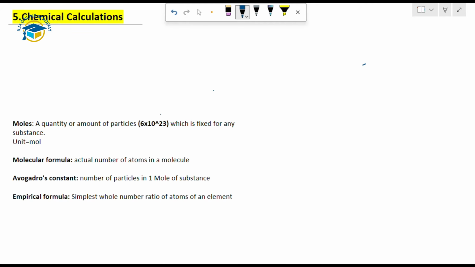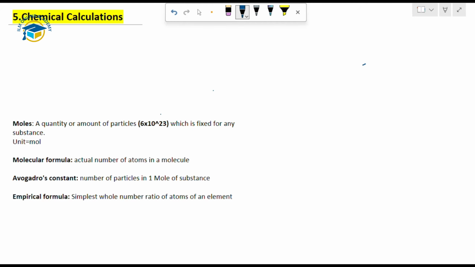The topic is chemical calculations. This is chapter number 5 of the ongoing series for the chemistry revision notes 0620, and in today's video we will be having a look at chapter 5, which is about chemical calculations. Without further ado, let's talk about the contents included in chapter number 5.